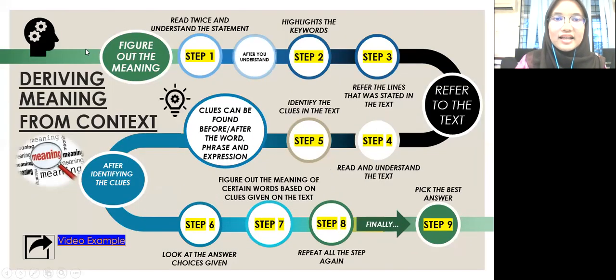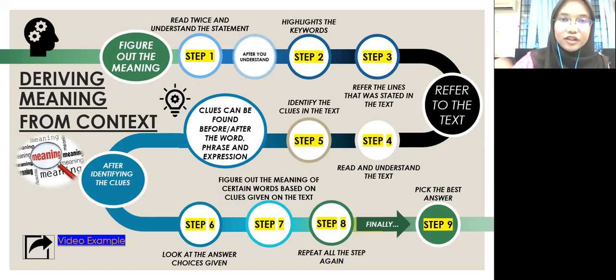So this is my SOP for MNG. The first step to master the MNG question is to read twice and understand the statement. This is important because you want to know what the question wants. After you understand the statement, in step 2, you highlight the keywords, meaning the word that you need to find a synonym for to match with the answer option. In step 3, you go to the passage and refer to the lines stated in the text.